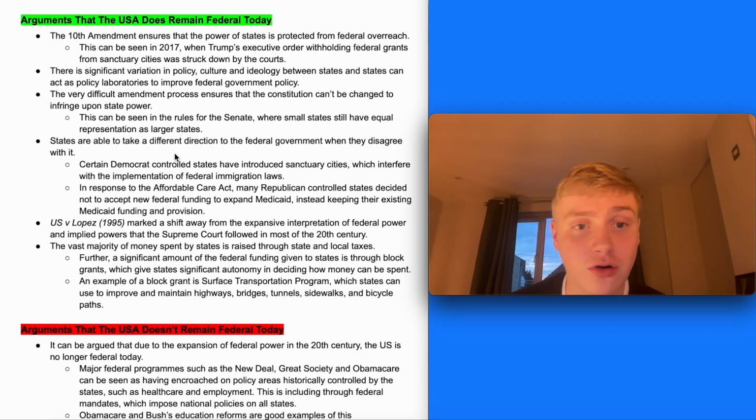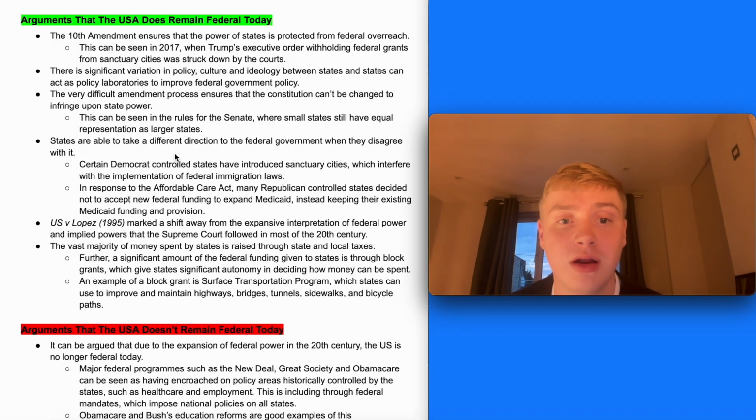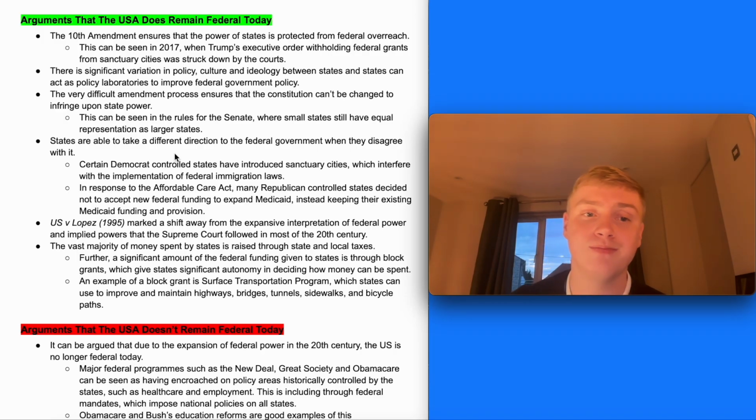Certain Democrat-controlled states have introduced sanctuary cities, which interfere with the implementation of federal immigration laws. And in response to the Affordable Care Act, many Republican-controlled states decided not to accept new federal funding to expand Medicaid, instead keeping their existing Medicaid funding and provision. They were originally not able to do this and challenged it in court until this part of the Affordable Care Act got struck down, and they were able to.